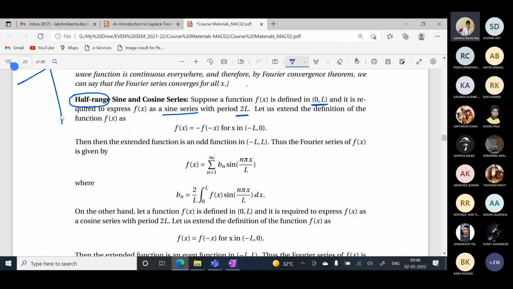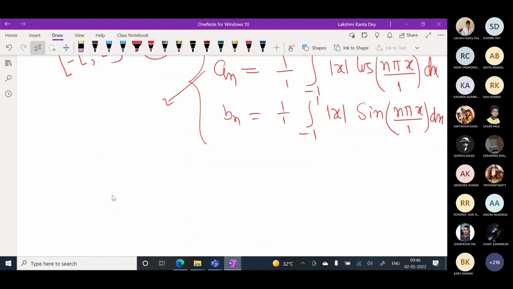Now we extend the definition of f(x) to the other half. The other half is minus L to 0. This is 0, this is your L. Here the function is defined, and suppose we have to find the half range sine series. That means in this case we have to extend the function oddly. Odd function and even function, do you know?